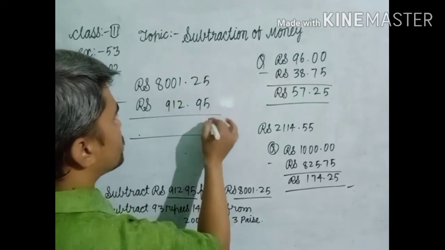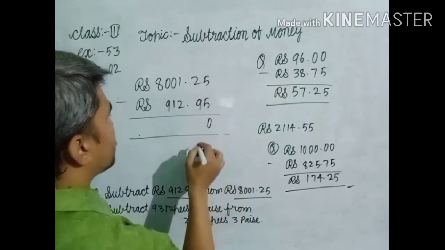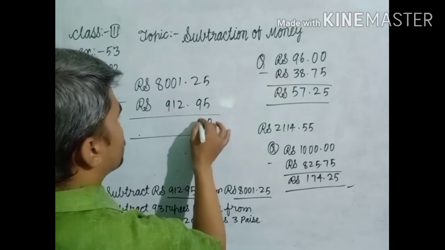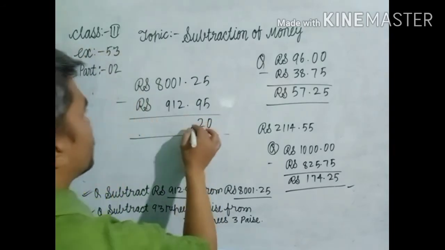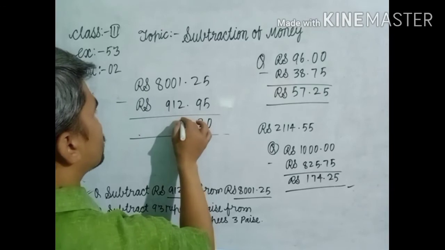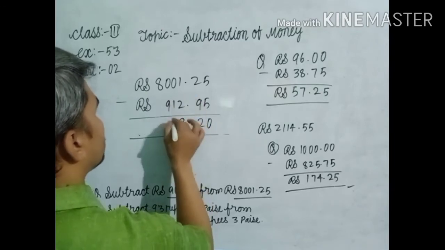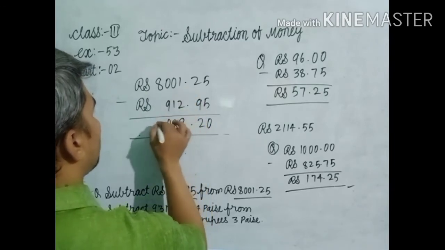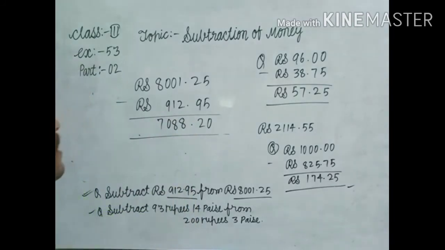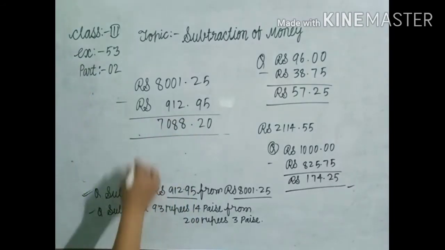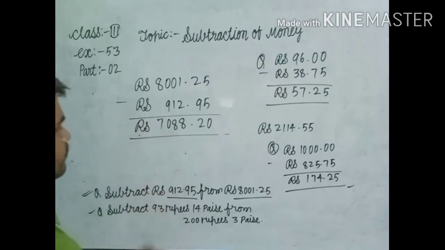5 minus 5 is 0, and here 12 minus 9 is 3, that means 2 remains, and here put the decimal. 10 minus 2 is 8, 9 minus 1 is 8, and 9 minus 9 is 0, and here 7. This is the answer. So dear students, you write in this way and subtract them.